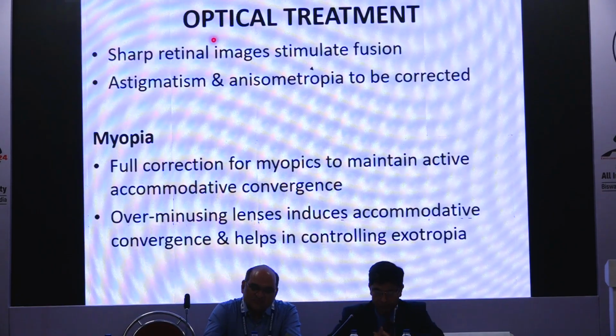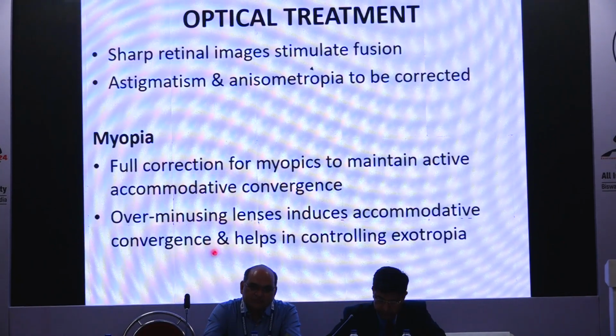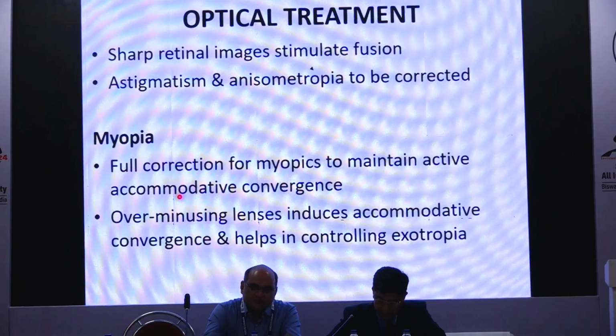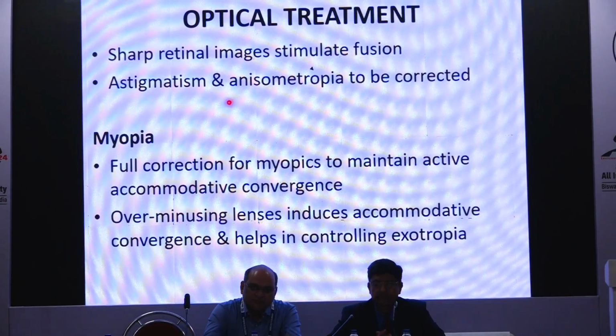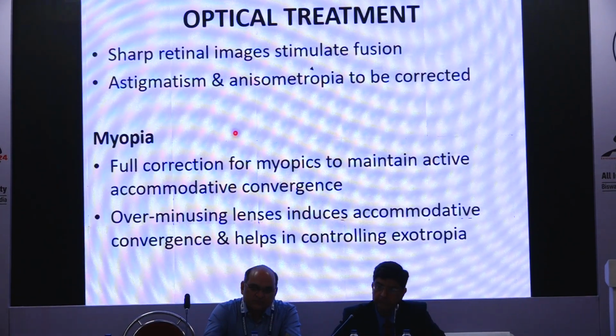So for optical treatment, you want to give the optimal refraction because you want to have the best images in both the eyes so that it fuses the image. And in myopia, we want to give a full correction. You can give a slight over minus as well, though beyond that it causes asthenopia if you do an over minus, which is beyond 0.25 or 0.5. But generally, an optimal correction there.